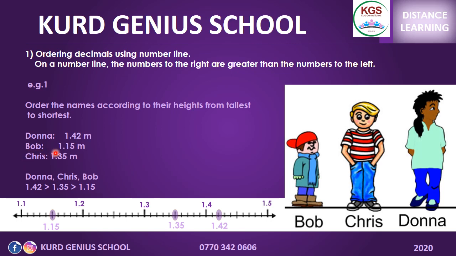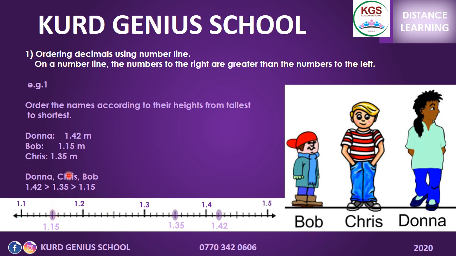Then we have Bob. Bob's height is 1 and 15 hundredths meters. This is 1 and 1 tenth. This is 1 and 2 tenths. So this must be somewhere between them. So let's start counting them. This is 1 and 1 tenth, 1 and 11 hundredths, 1 and 12 hundredths, 1 and 13 hundredths, 1 and 14 hundredths, 1 and 15 hundredths. So this is the position of Bob's height on the number line.